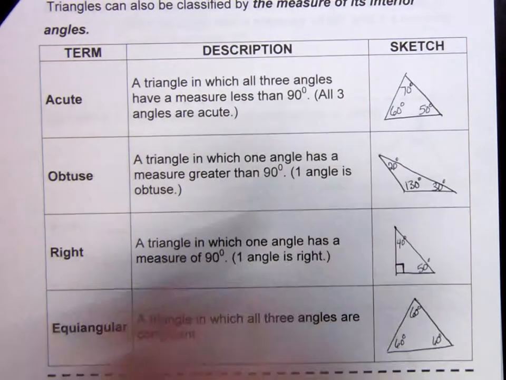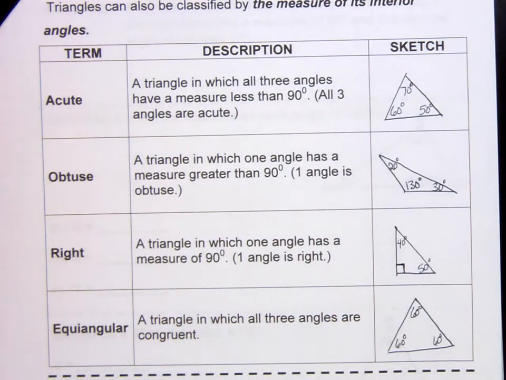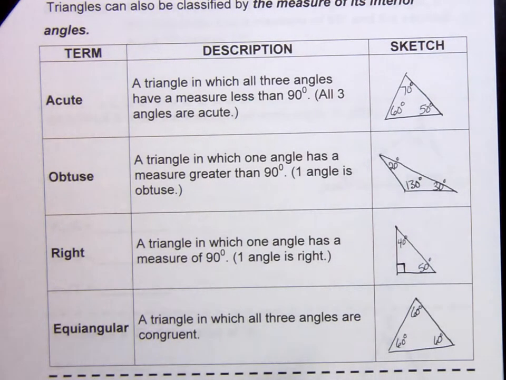I could come up with another acute triangle and change these numbers. As long as they're all less than 90 and they all add up to 180, it's still an acute triangle. But equiangular, this is the only possible. I can't come up with any other number. I can't say 50, 50, and 50 because those aren't going to add up to 180. They won't make a triangle. And I can't make them different numbers to add up to 180 because then it wouldn't be equiangular anymore. So every equiangular triangle has three 60-degree angles.